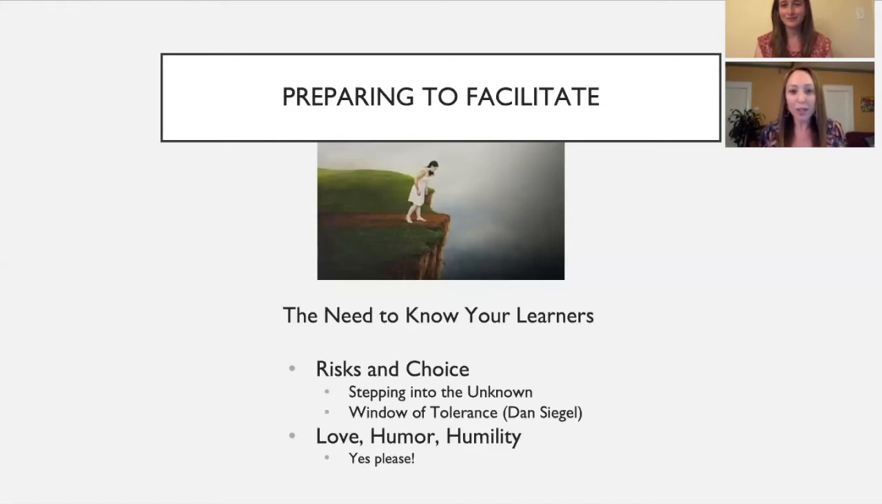We also really encourage looking at Dan Siegel's window of tolerance. There is a point where learners can cross over a line of their comfort zone and go into a place where they might be sort of hyper aroused, so getting really escalated, or hypo aroused, where they're going to kind of start shutting down. And maybe that's an expression of going a little bit outside of their comfort zone. Or it could be a trauma response.